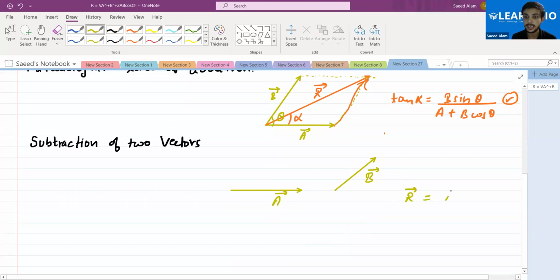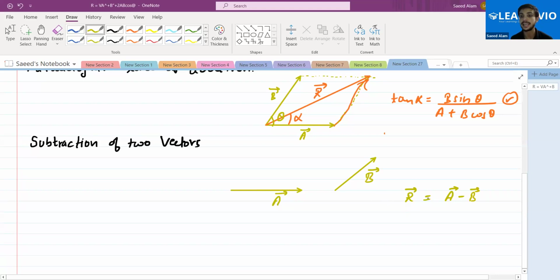But this time, what do we want? We want A minus B. Is this clear to you? Our aim is to find out A minus B. So again we'll see it in two categories. One will be the magnitude part, and another, we'll define the direction also. So while doing the subtraction of the vector, see what we are going to do.